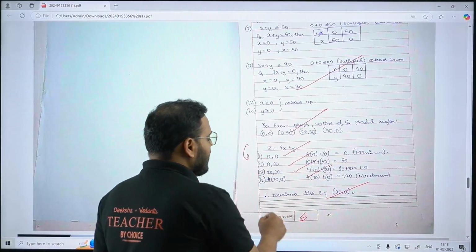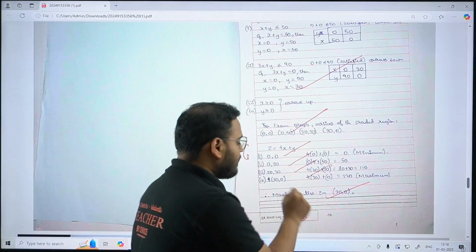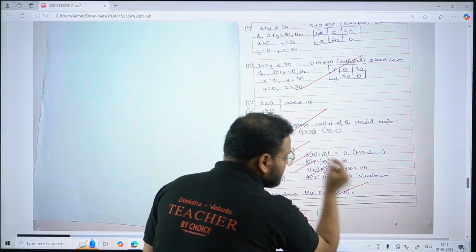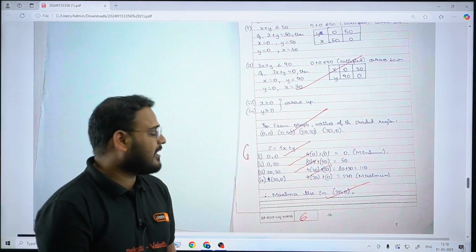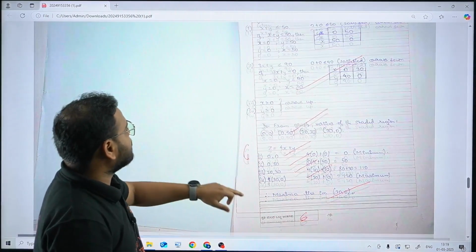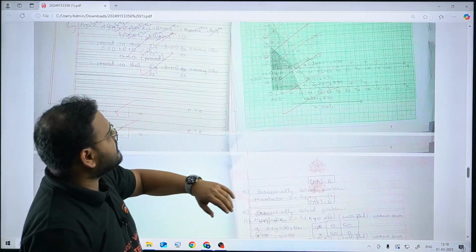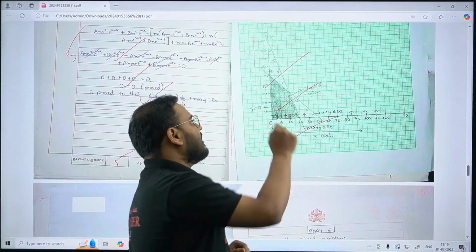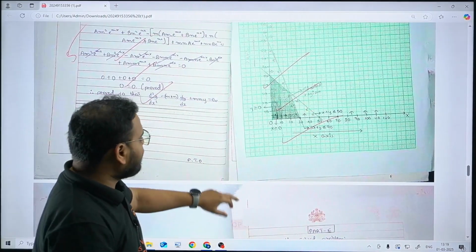So right here, Z max, or the maximum value of the objective function Z, is equal to 120, and at which point? At (30, 0). So highlight it. Okay, same you can do in the graph also. Do the same in the graph as well. Maxima right here. If it is all the points, they don't have to do that.